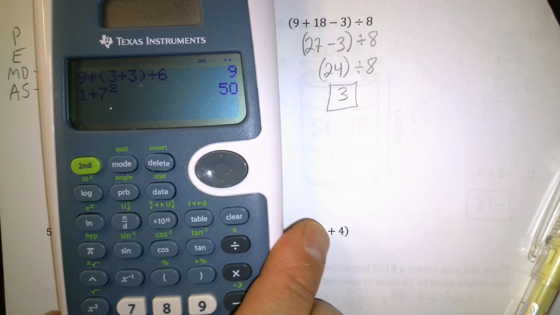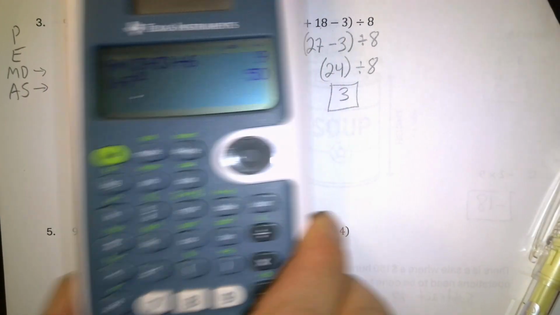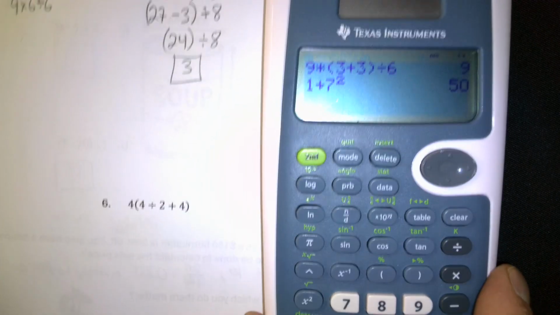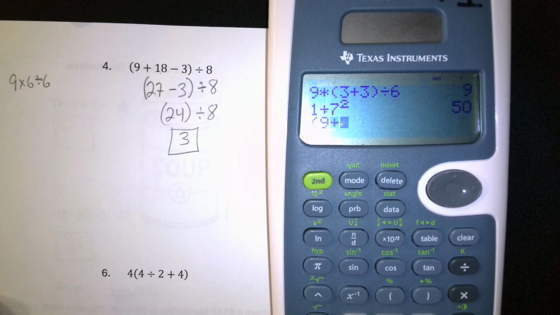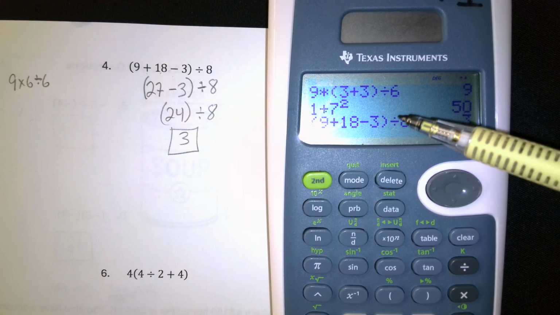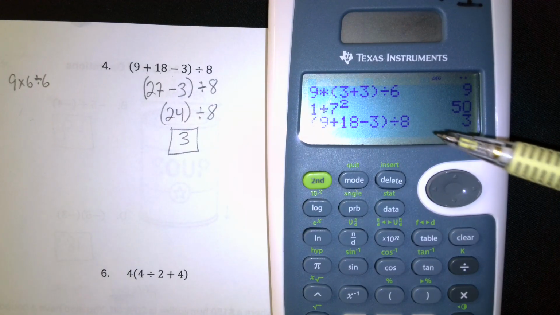So for this problem here, I'm going to go ahead and work this on the calculator. So we'll type that in. Parenthesis 9 plus 18 minus 3 divided by 8. And the answer is 3, and that's what we got. So your calculator, these calculators know how to do order of operations, so they're great.